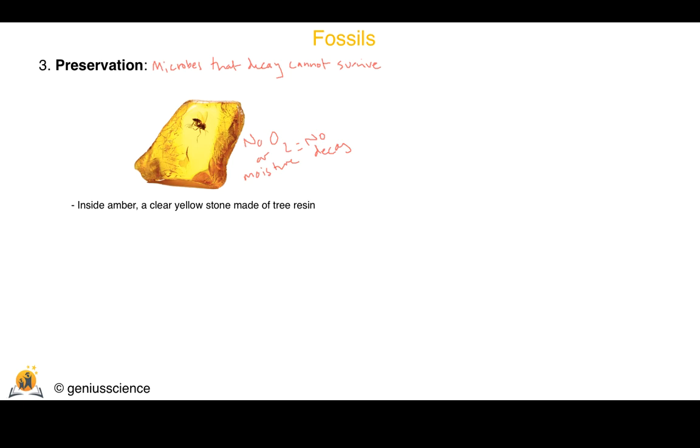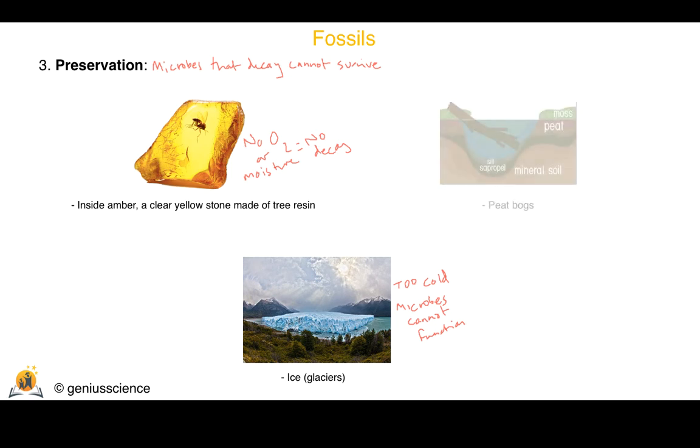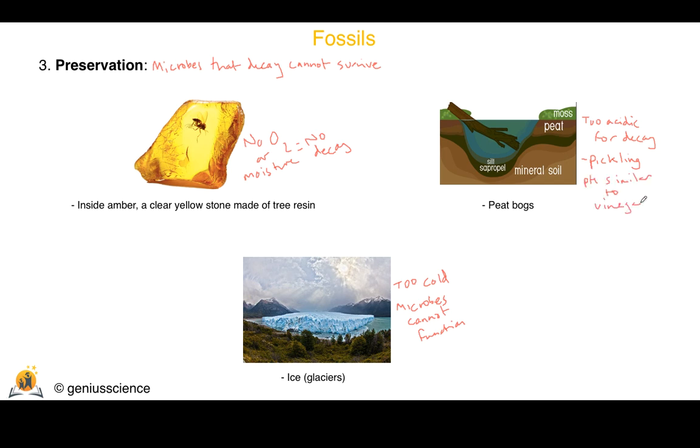Preservation also occurs inside ice, such as in glaciers. And inside glaciers it is too cold, so microbes cannot function. And thirdly, preservation occurs in peat bogs. Here the conditions are simply too acidic for decay to take place. In fact, the organism undergoes a kind of pickling. This is because the pH inside the peat bog is similar to that of vinegar.